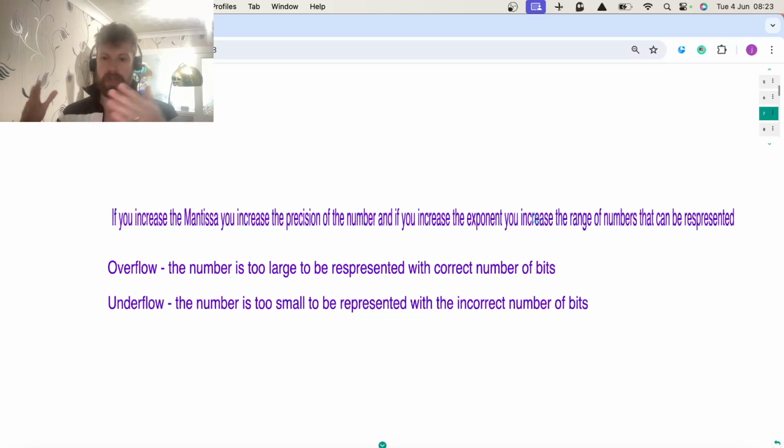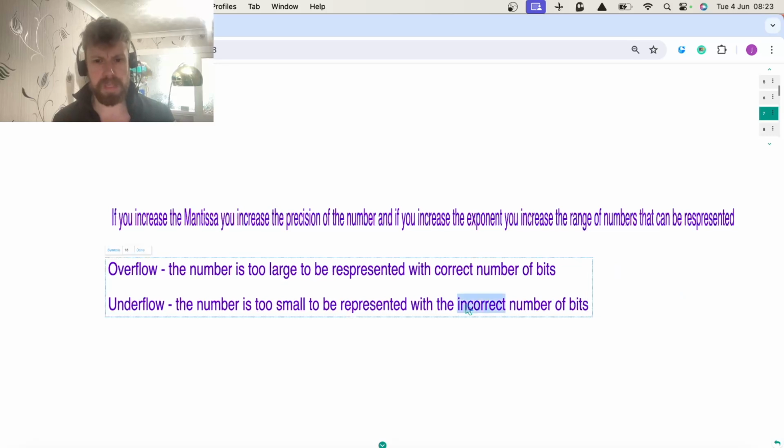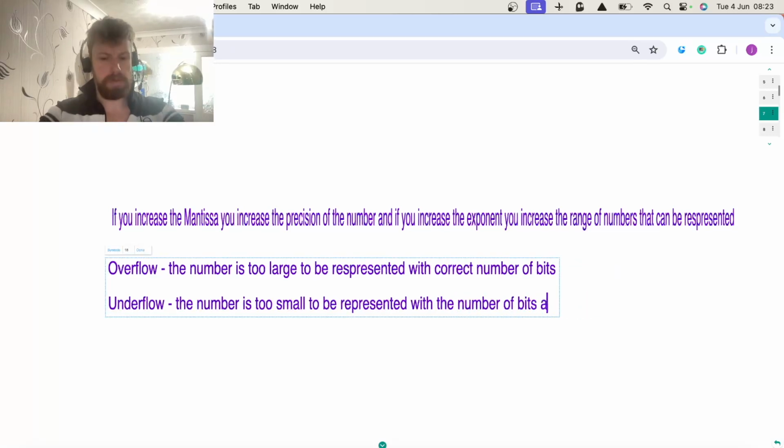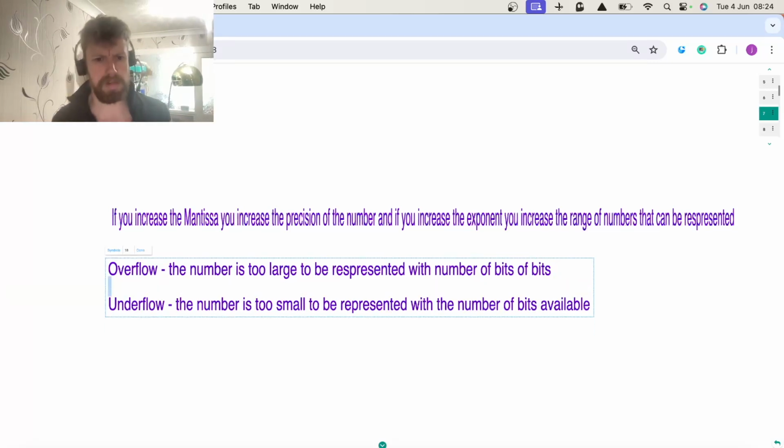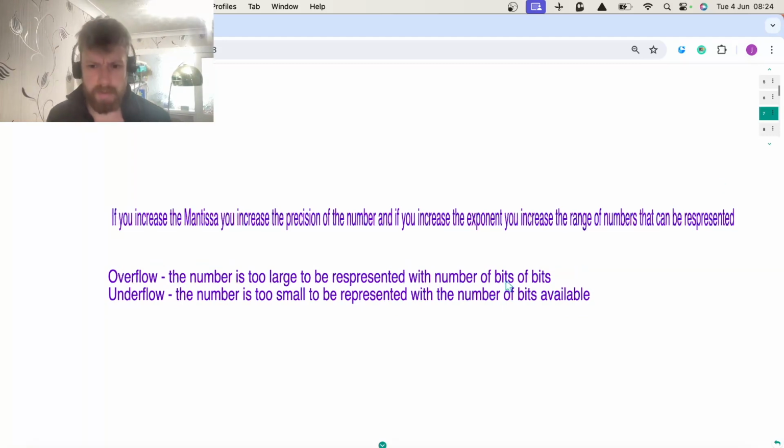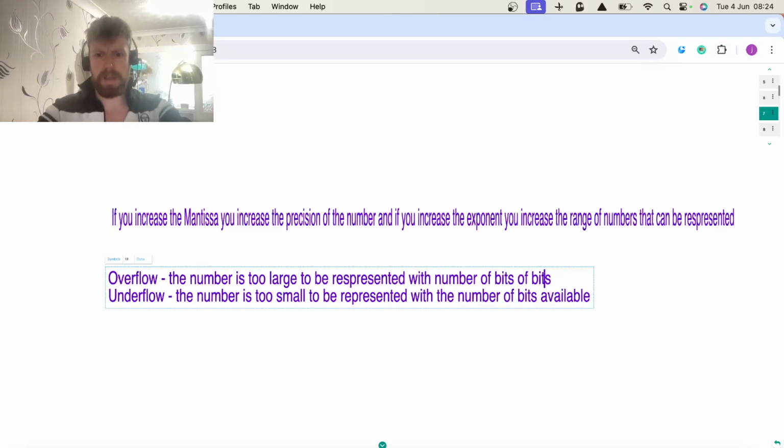The exponent is there's a greater range of numbers that you can actually represent if you increase it, and the inverse is also true. With this, overflow can also happen, which is when the number is too large to be represented with the number of bits that you have available. Underflow is when it is too small to be represented with the number of bits available. I'm actually going to change that to say number of bits available. I'm just going to slightly change that one there for you, because I personally think that's a better sentence. There you go. Number of bits available.